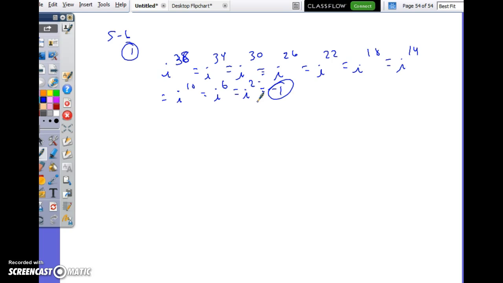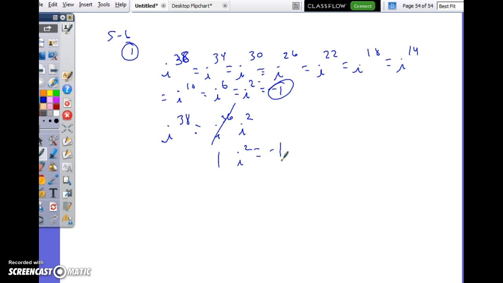Method number 2, and the one I would expect most trig students to employ, is this. You would look at this and you go, wait a second. What's the closest multiple of 4 I have in front of 38? 40? Well, that'd be 1 above. I want to go 1 below. That would be 36, right? So that's the same as i to the 36 times i to the 2nd. That's just 1. So negative 1, and I'm done.